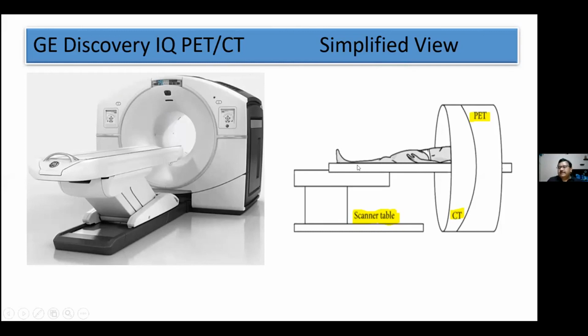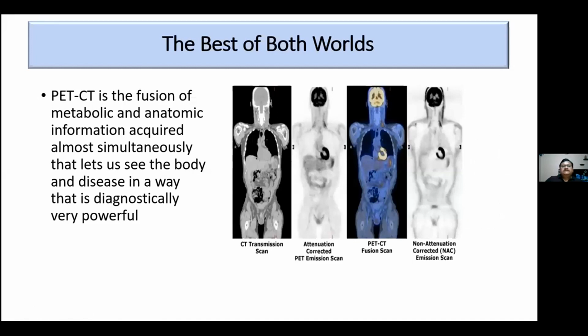Basically, this is the scanner table and this is the PET gantry. This is the CT gantry. So we have 2 machines or 2 gantries in a single scanner. That is a PET CT scanner. Now, PET CT is a fusion of metabolic and anatomic information acquired almost simultaneously that lets us see the whole body and the disease in a way that is diagnostically powerful.